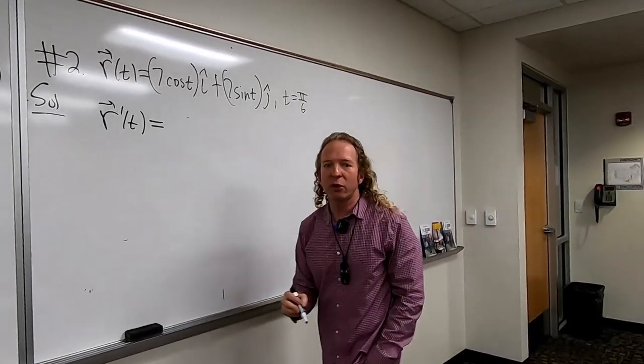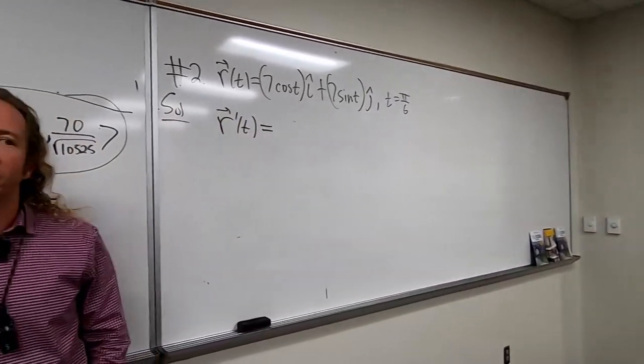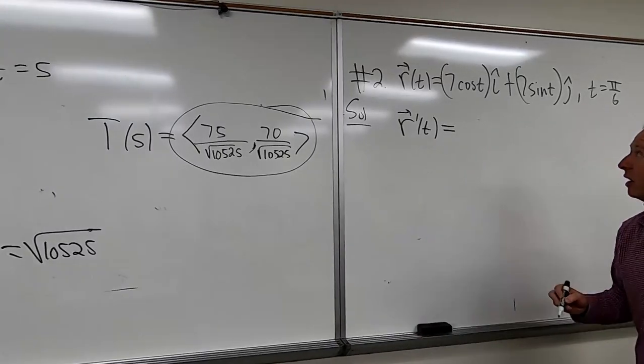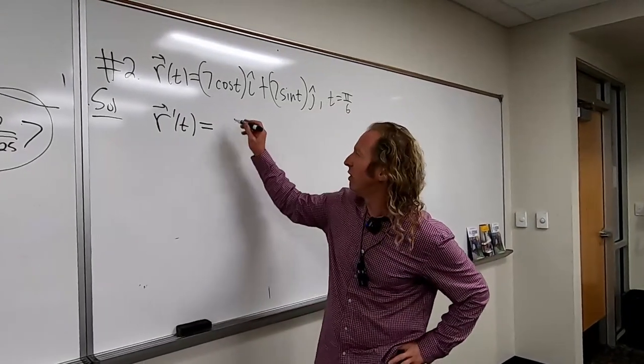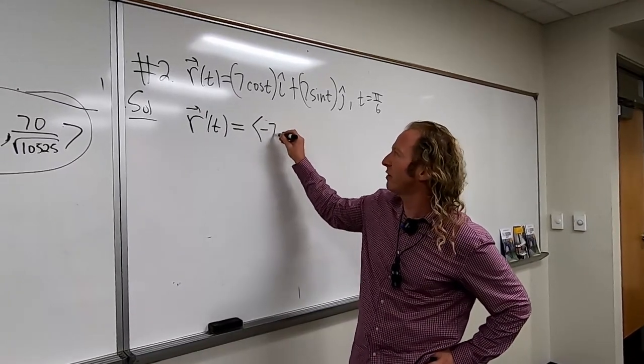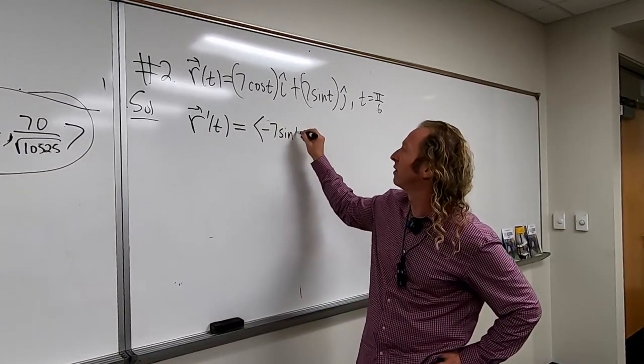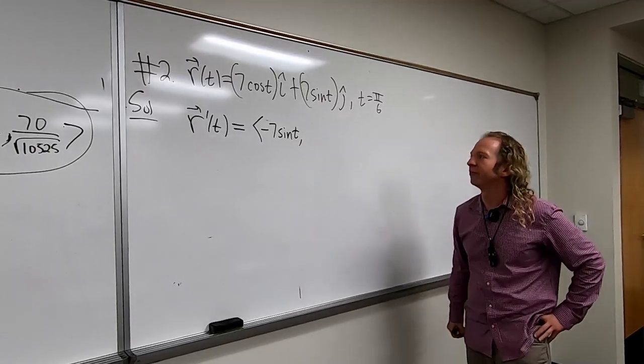What's the derivative of cosine? Is it sine or is it negative sine? Negative sine, good. I'm going to go ahead and put it in component form just because it feels more comfortable. So angle bracket, negative 7 sine t. Going really slow, no more mistakes.